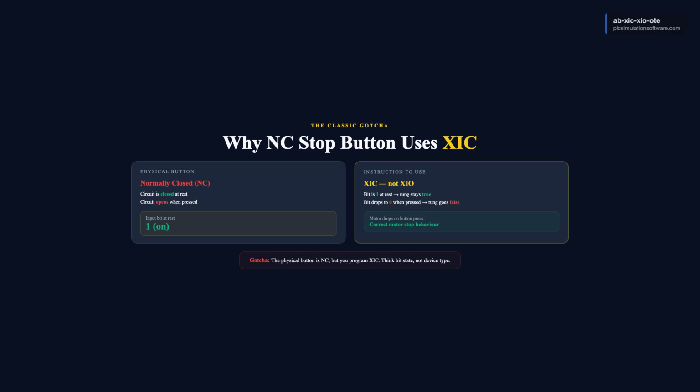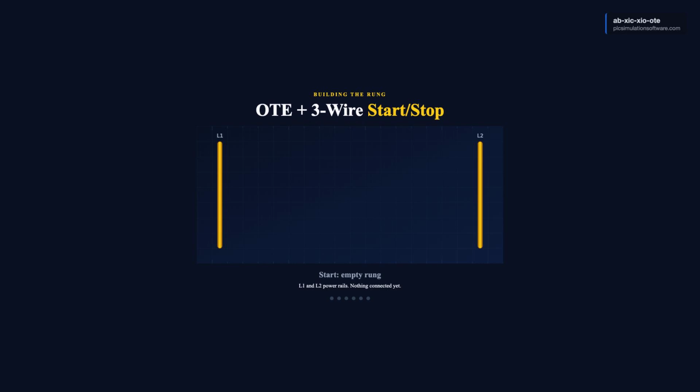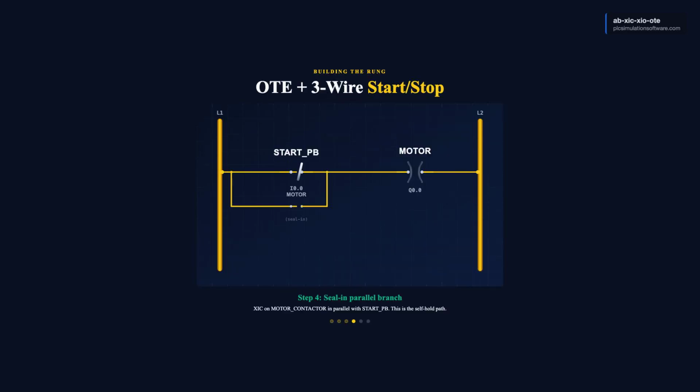The output instruction for most motor control rungs is OTE. OTE stands for Output Energize. When a rung evaluates true, OTE sets the output bit to 1. When the rung evaluates false, OTE resets the bit to 0. It is not a latch. It is directly tied to rung continuity.